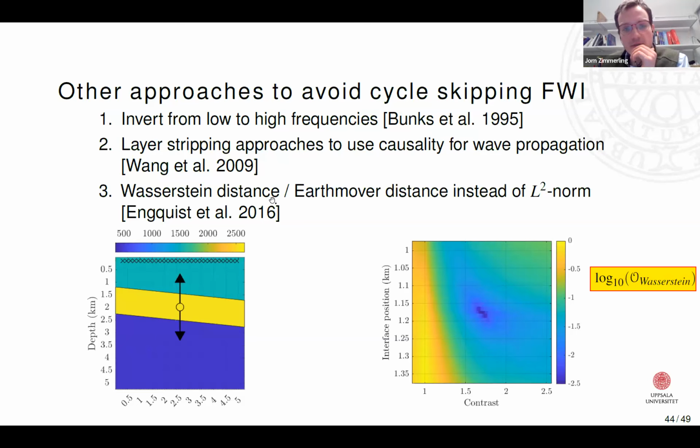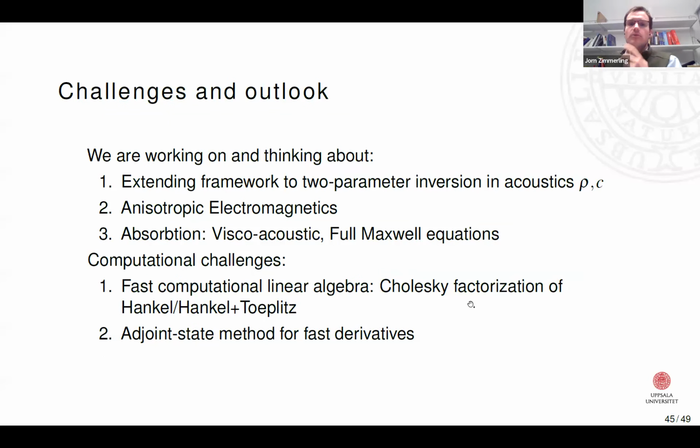And the Earth mover, we have some examples where the Wasserstein distance doesn't perform as well as our reduced order model, but to illustrate this, for our simple one-layer example, the Wasserstein distance actually has a very desirable objective function. Now, the challenge we have is that we've extended this framework to 2-parameter inversions to actually be able to do real acoustics and not just a wave equation, so to invert for rho and c.